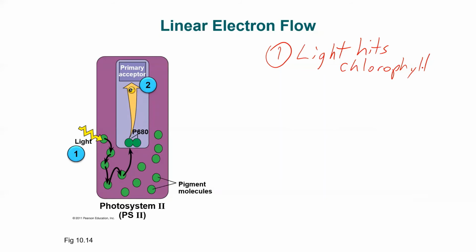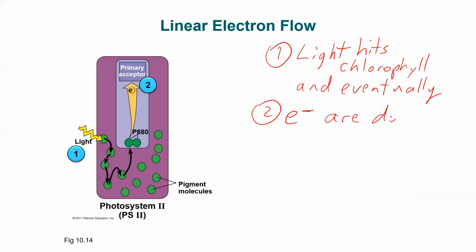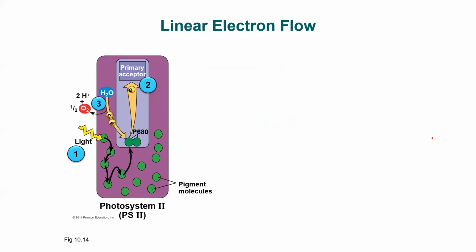Light hits chlorophyll, and we'll say, and eventually, that will be number 2. Eventually electrons, so that means e with the negative beside it, are donated to an electron transport chain. So that's it. Light hits this thing, it gets warmed up, and the electrons get ripped off and go to an electron transport chain. Great. So there's 1 and 2. Light hits this, it gets warmed up, is what goes on.